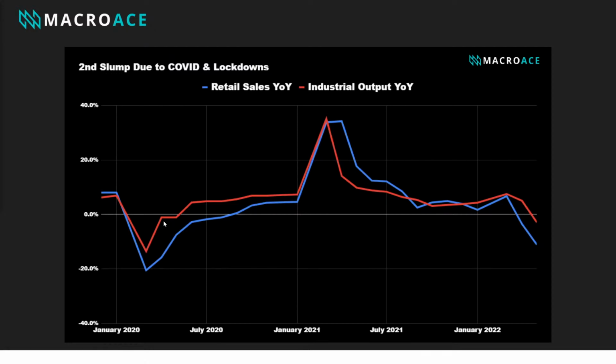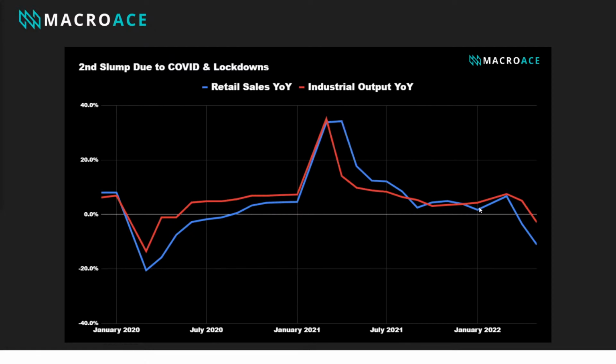Then we start to see the recovery in industrial output and retail sales. We bottomed at minus 20% for retail sales, and around 16% for Chinese industrial output year on year. Then we peaked at near enough about 40% for industrial output year on year, and similarly for retail sales at the top end of the 30% region.